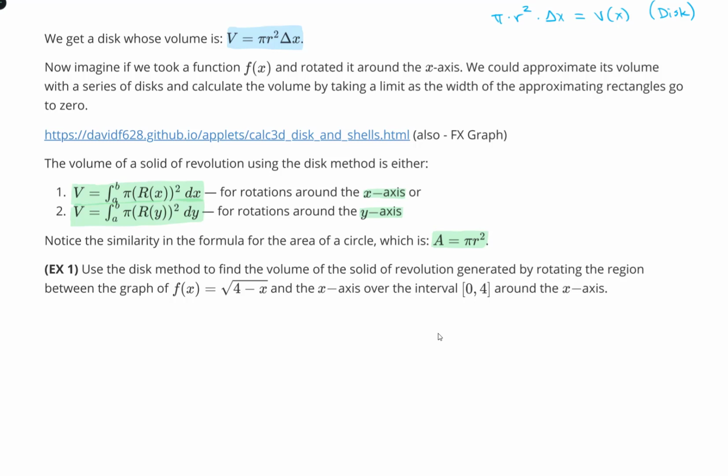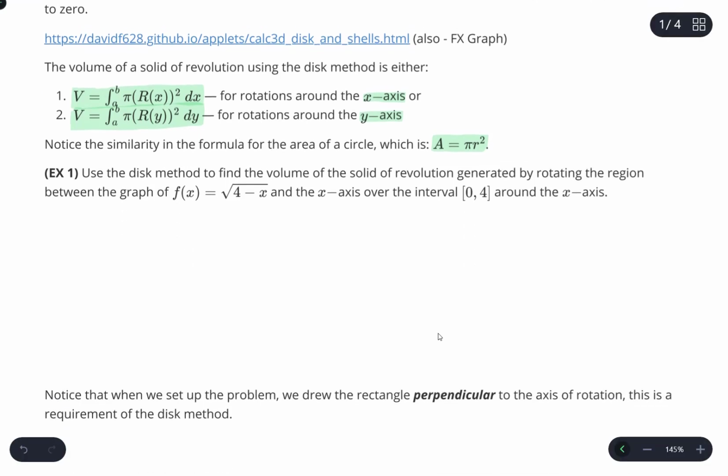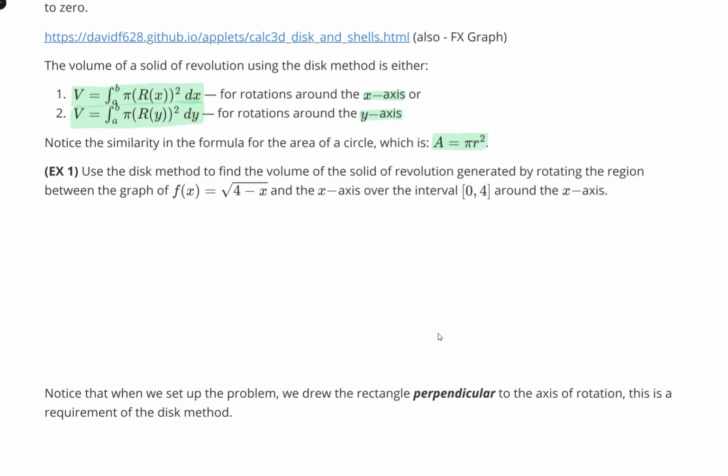Now, let's see how it actually works through an example. All right, so the first example, we're going to use the disk method in order to find the volume of a solid of revolution generated by rotating the region between the graphs of f of x equals the square root of 4 minus x and the x-axis over the interval 0 to 4, and we're going to rotate around the x-axis.